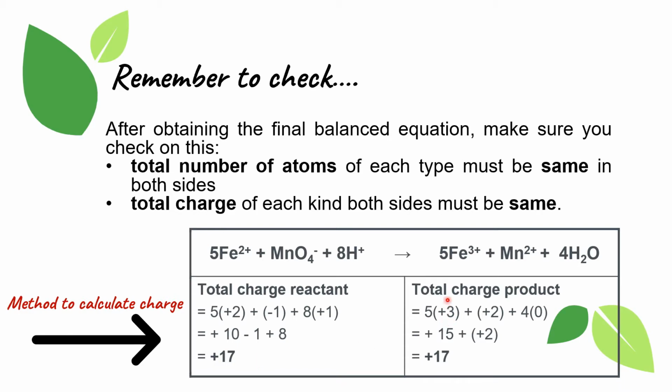You should do the same thing for the right side of the equation as well. So 5 times plus 3. Okay, this one is plus 2 and this is 4 times 0. So this will give you a summation of plus 17. So by having the same figure, charge value or number of charges di sebelah kiri and sebelah kanan, okay, menandakan you dah pun successfully balance that chemical equation correctly.